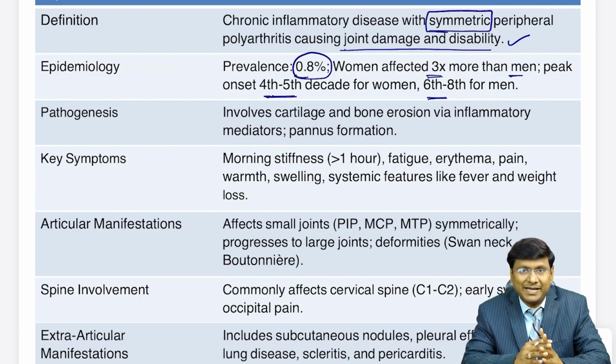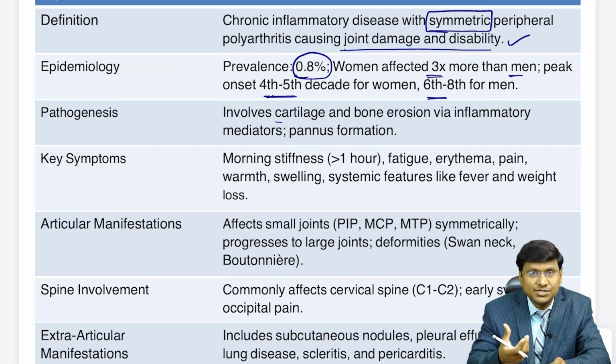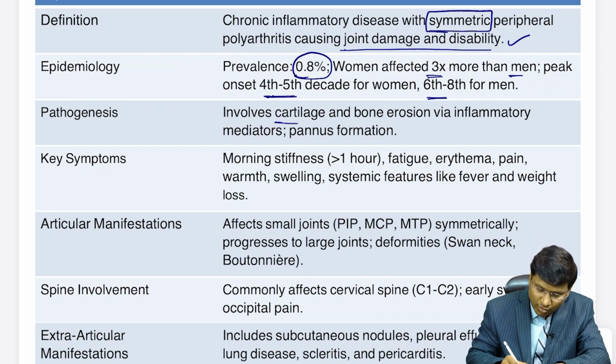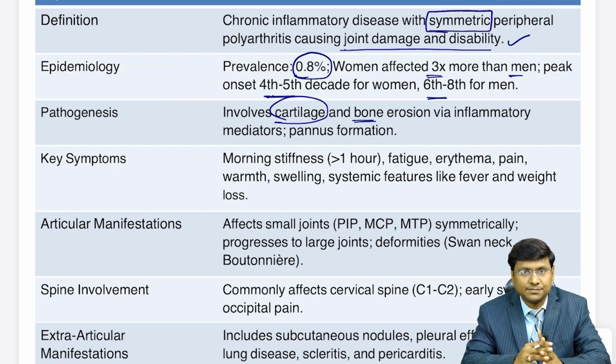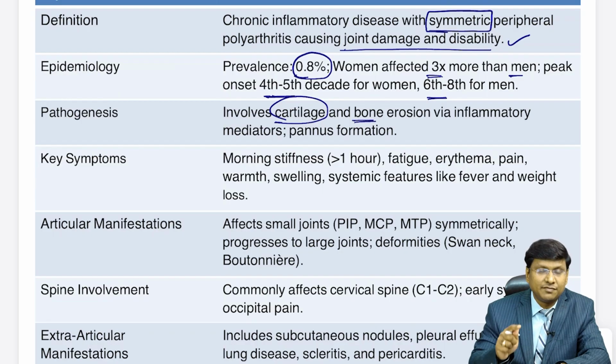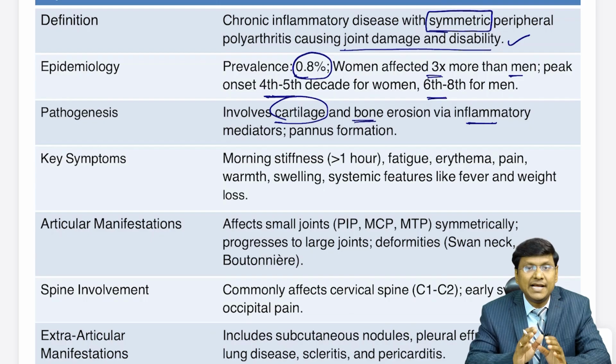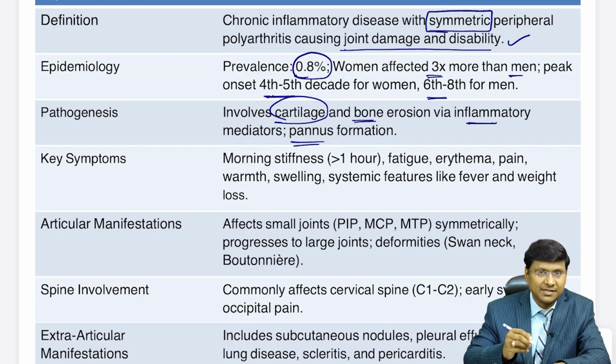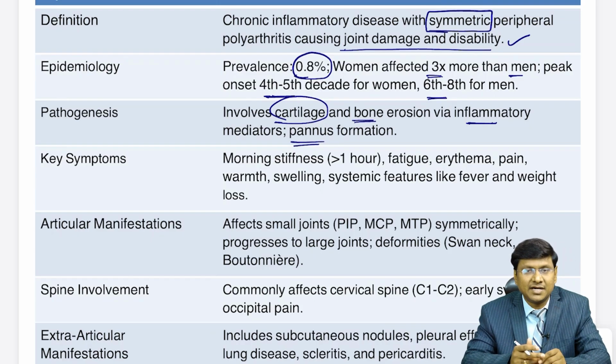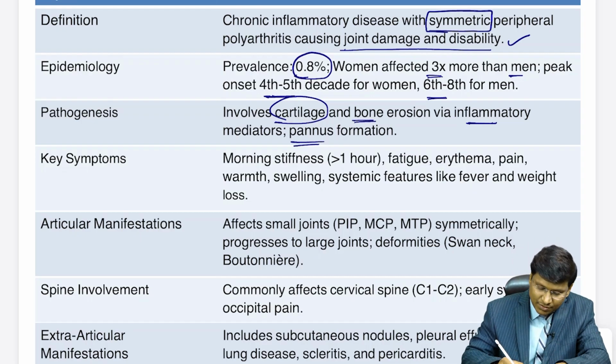Now what exactly is the pathogenesis? Mainly it is damage to the cartilage as well as bone, involving bone resorption or bone erosion. This erosion of the bone and cartilage is via the inflammatory mediators. In these patients, one of the characteristic formations within the joint will be the pannus formation. And what does this pannus contain? It contains the inflammatory mediators and the degenerated particles of the bone and cartilage. So that is about the pannus.